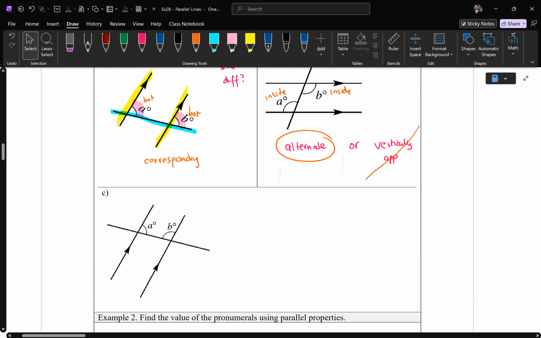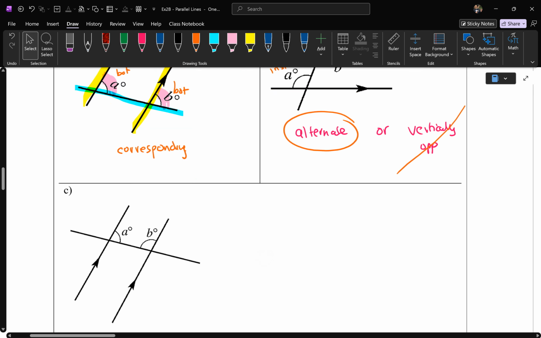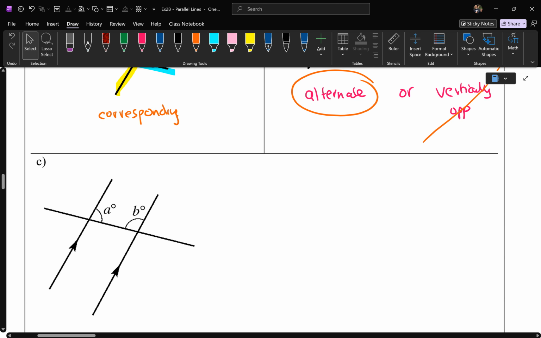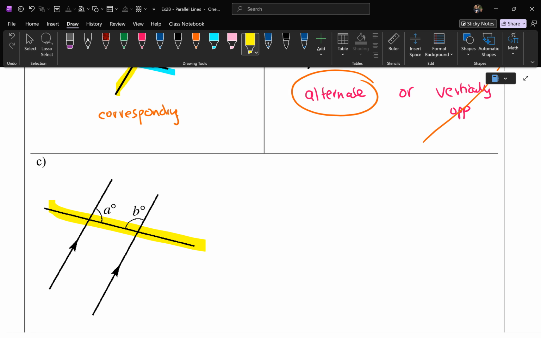Yeah? Let's have a look at C. All right. Same question again. Is A and B on the same side of the transversal line? Yes, because transversal line is here. A and B is clearly on the same side. So which two options do you have, Sam? Co-interior and corresponding, because they both have the same letter. Okay, so co-interior and corresponding have the same letter. They're on the same side. So there's only two options.